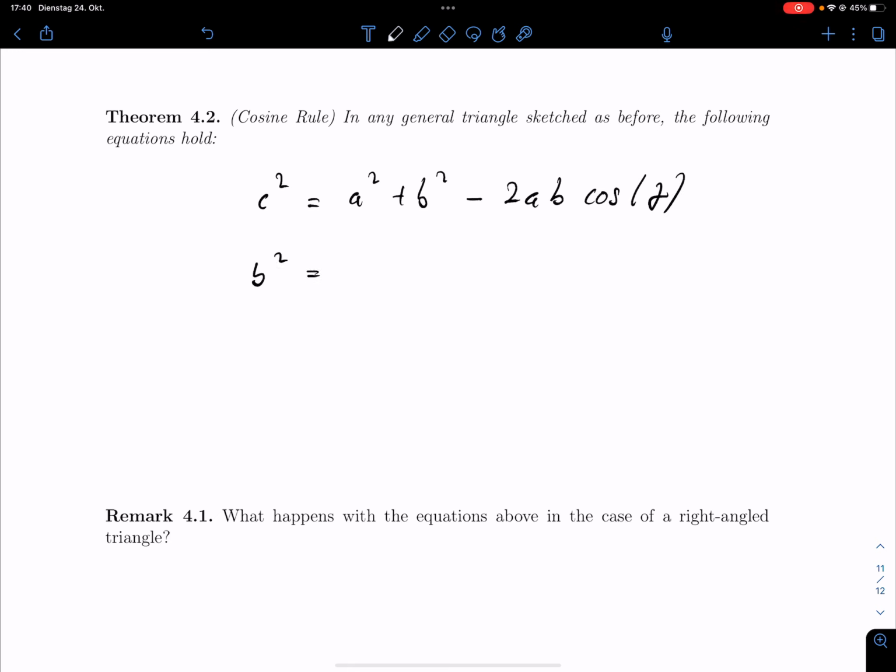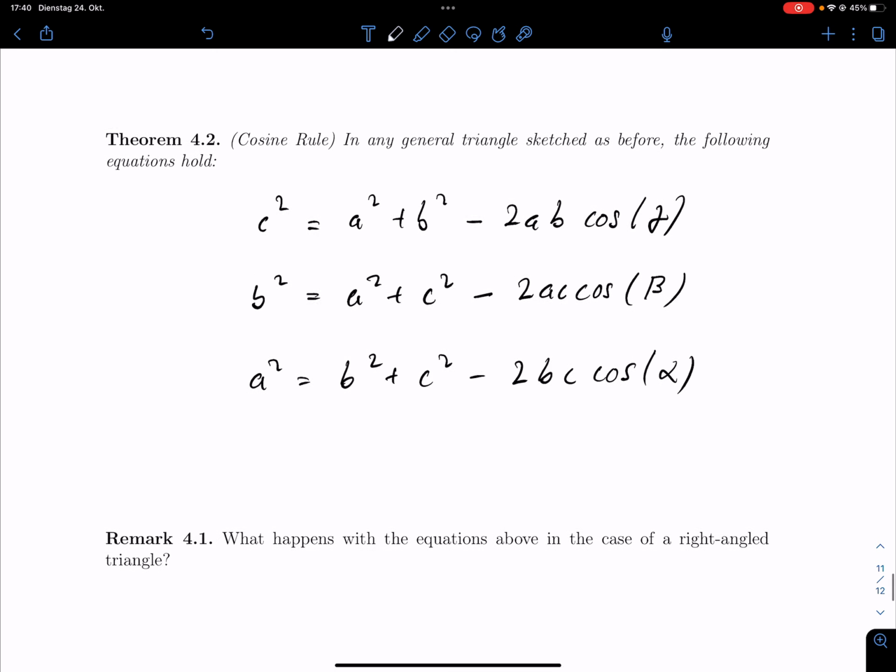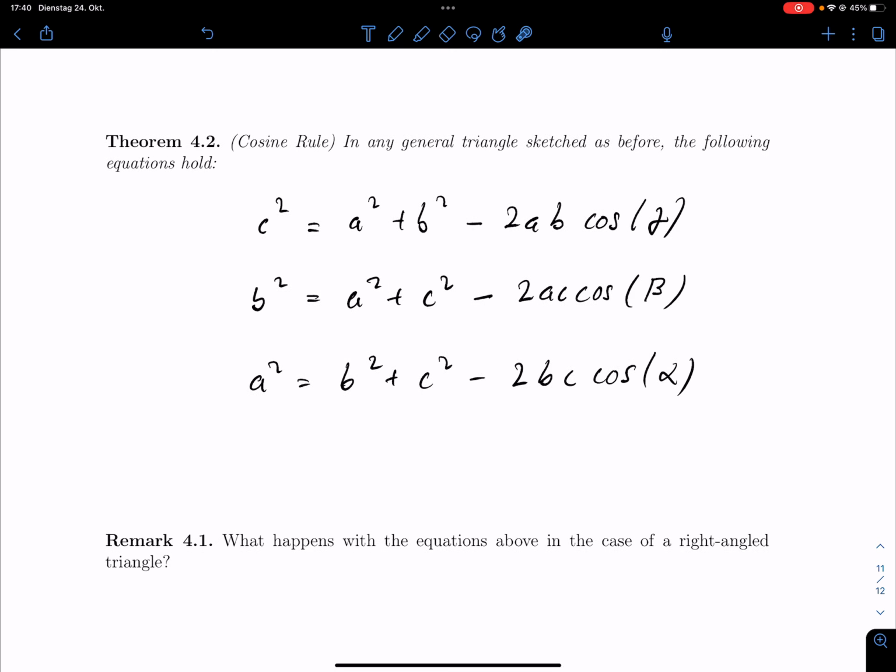b squared is equal to a squared plus c squared minus 2ac cosine of beta, and a squared is equal to b squared plus c squared minus 2bc cosine of alpha. You can learn them by heart, you can look them up in the formula book.